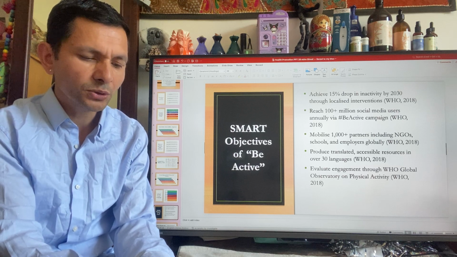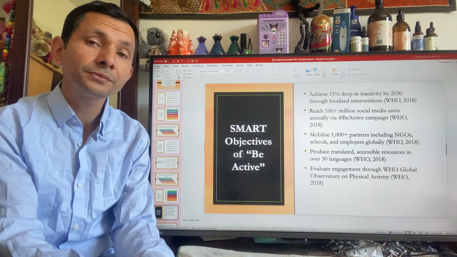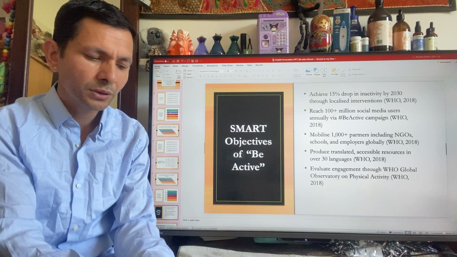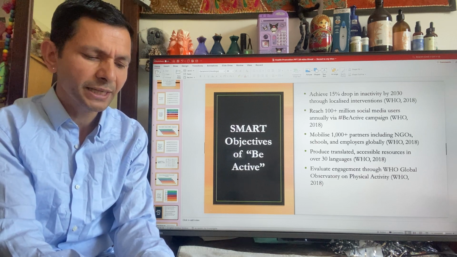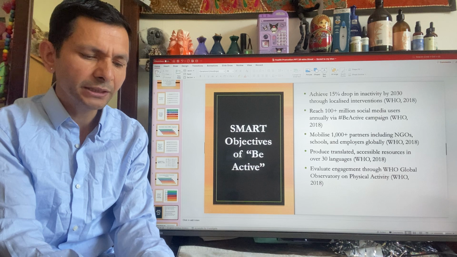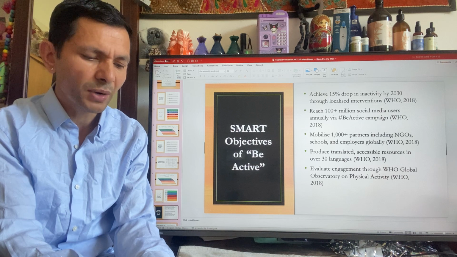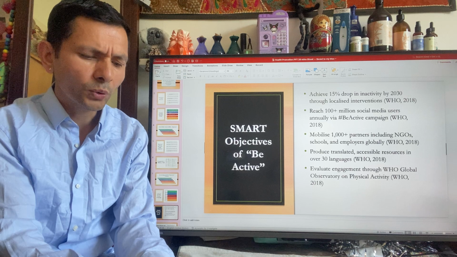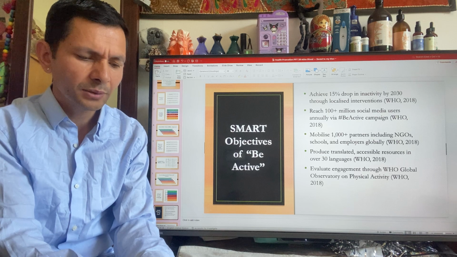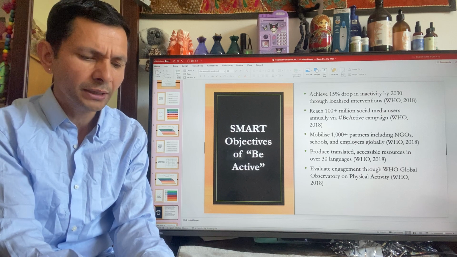The campaign also aims to reach more than 100 million people annually via social media using the Be Active tag. It actively engages over 1,000 partners worldwide, including non-profits, schools, and employers, who have translated campaign materials into more than 30 languages to maximize reach.